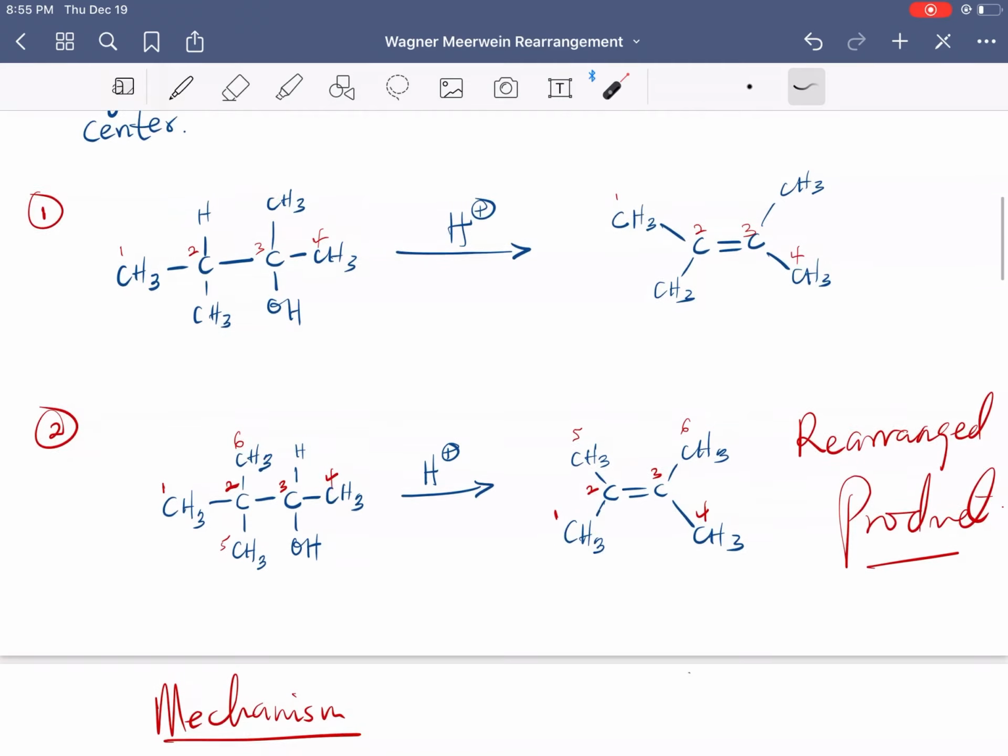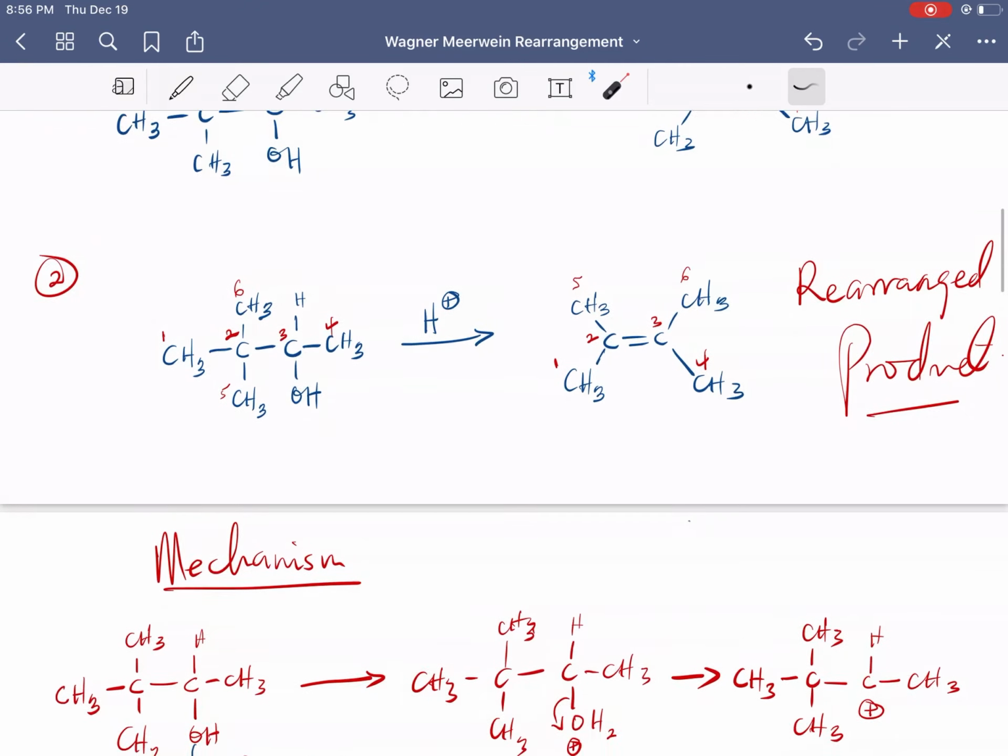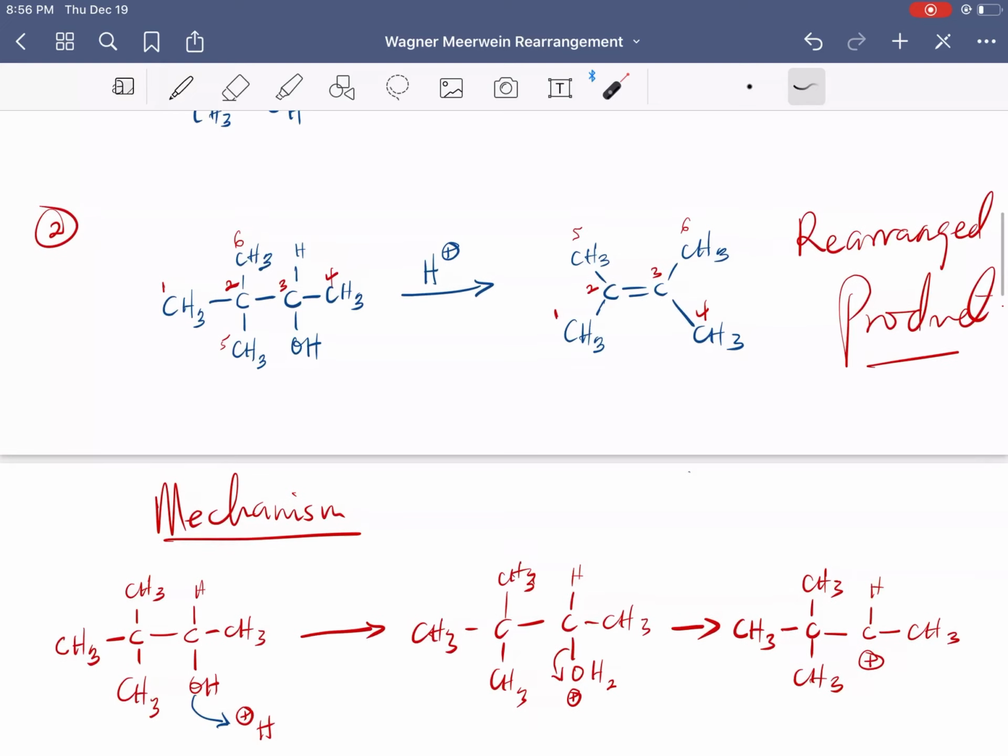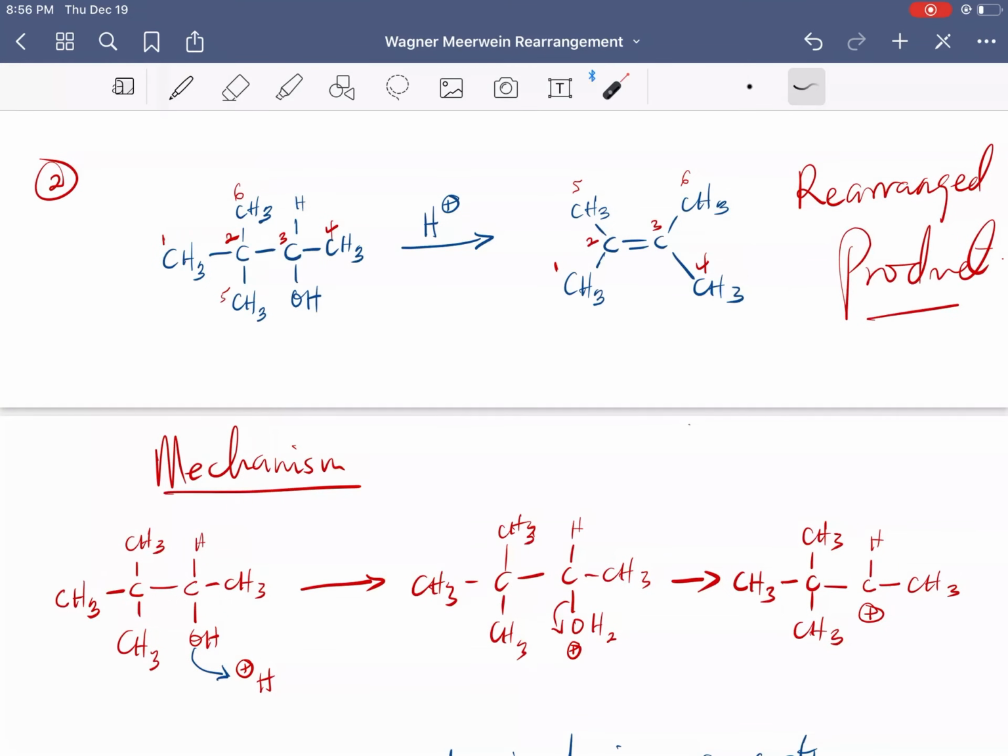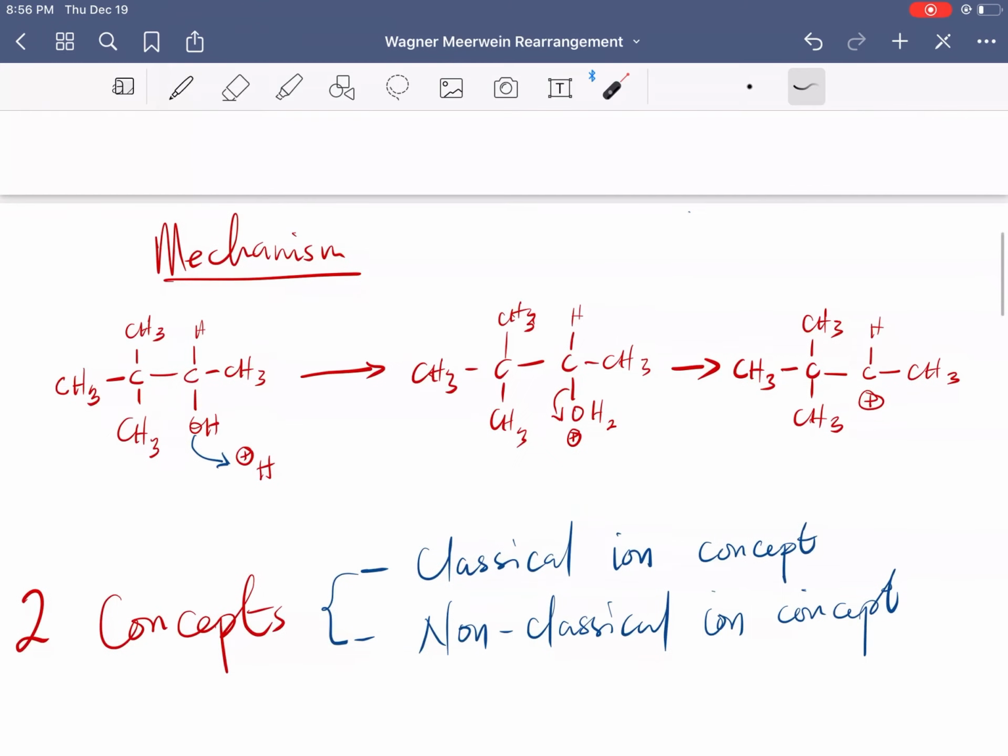Now let's look at the mechanism that is responsible for this rearrangement reaction. For the initial steps, we have the oxygen of the alcohol picking up a proton. We form this H2O molecule here, which is a very good leaving group. It leaves and then we form a carbocation. The steps that follow this carbocation generation can be divided into 2 concepts that are used to explain the Wagner-Meerwein rearrangement. We have the classical ion concept and then the non-classical ion concept.